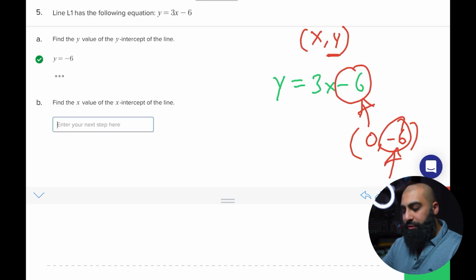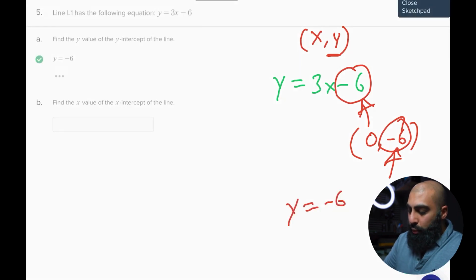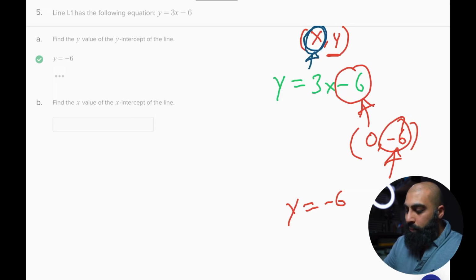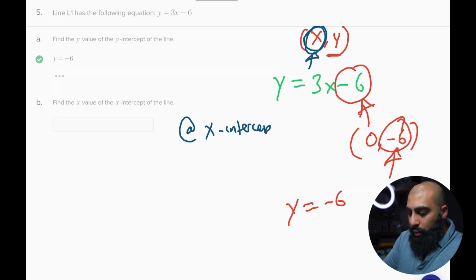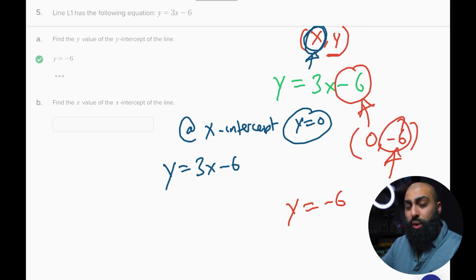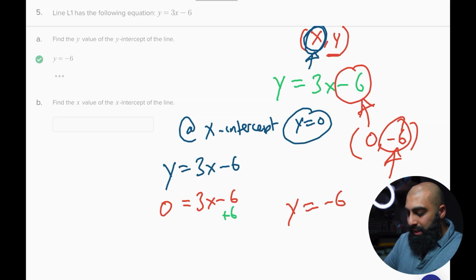Okay, now it says find the x value of the x-intercept of the line. So if we've got an x and a y, we want to find out now the x value of the x-intercept. Now, at the x-intercept, we know that y is equal to 0. So we're going to substitute the value of 0 into the equation y is equal to 3x minus 6. We're going to substitute y is equal to 0. So we're going to say 0 is equal to 3x minus 6. Now we just need to rearrange to find the value of x. So I'm going to plus 6 on both sides. That's going to say 6 is equal to 3x.